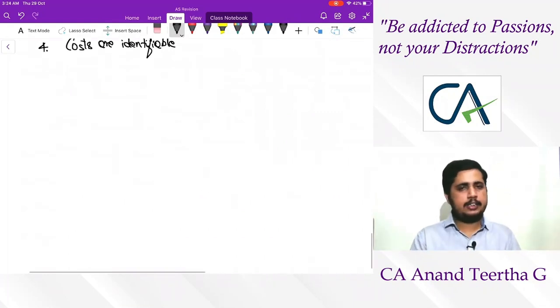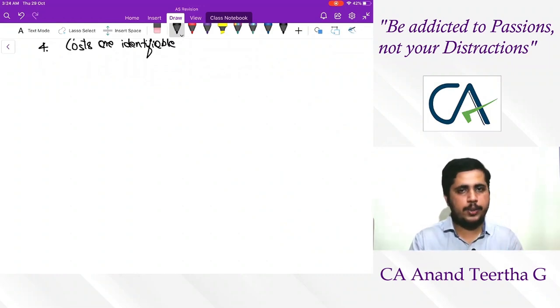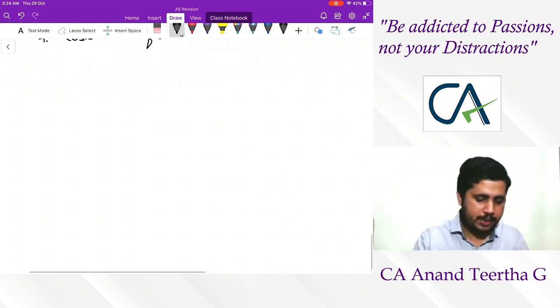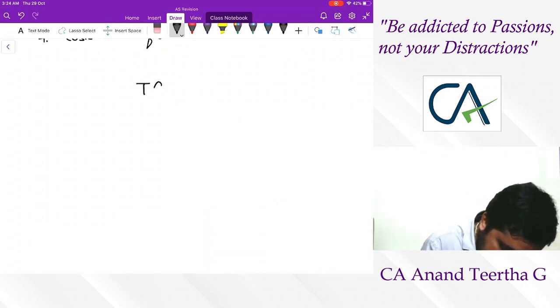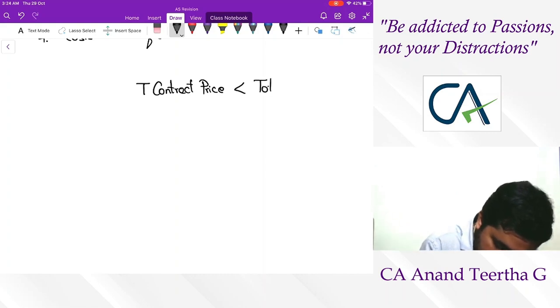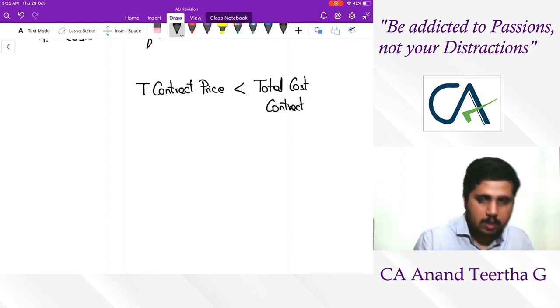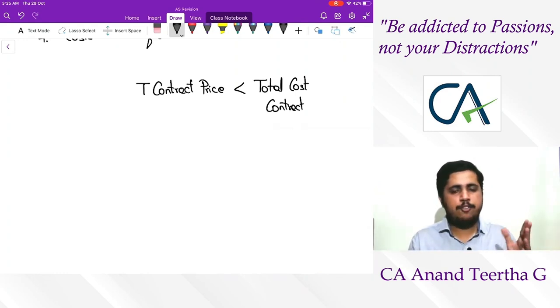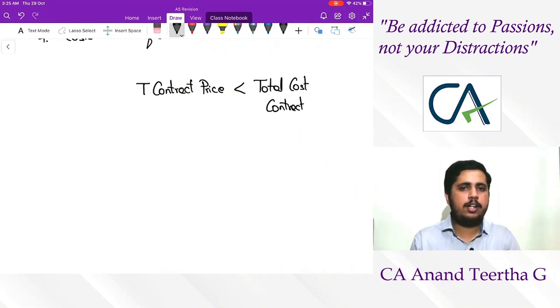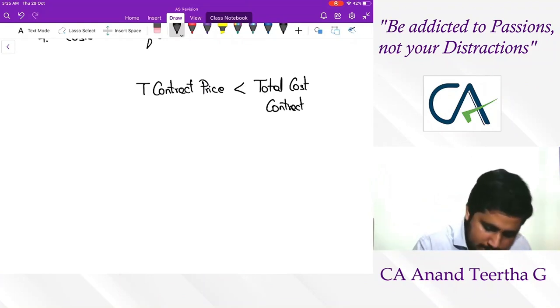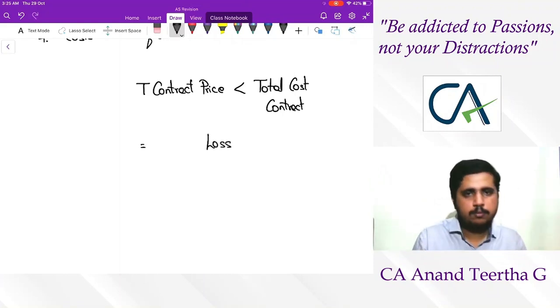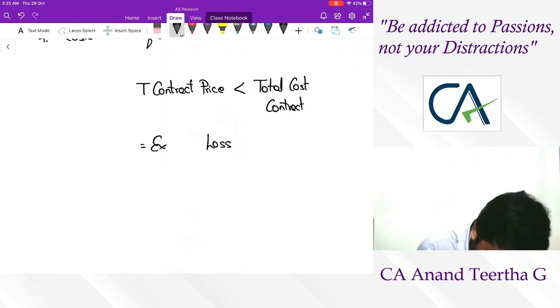Now, when you are doing these cases, in both situations, when there is a reasonable estimate and when there is no reasonable estimate, what happens is, if total contract price falls short compared to total contract cost, basically in any situation, if total contract price is less than total contract cost, or total contract cost is more than total contract price, this will lead to a loss for us, isn't it? This loss will be called the expected loss.